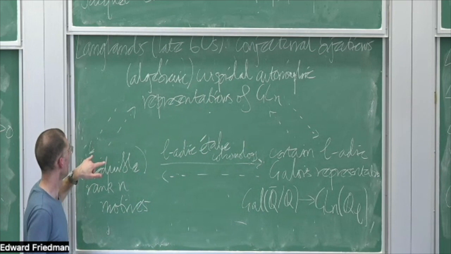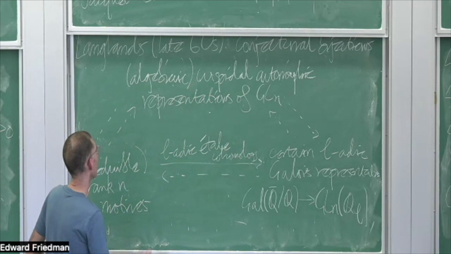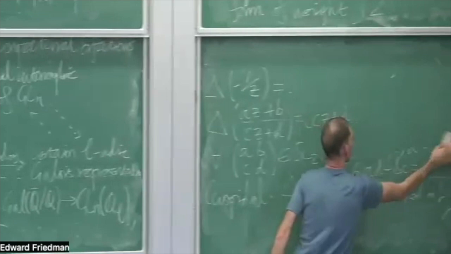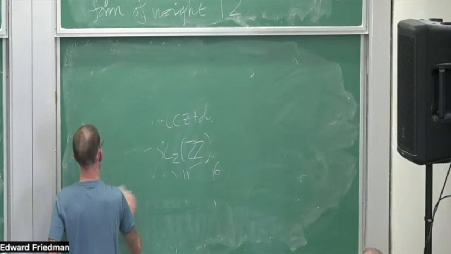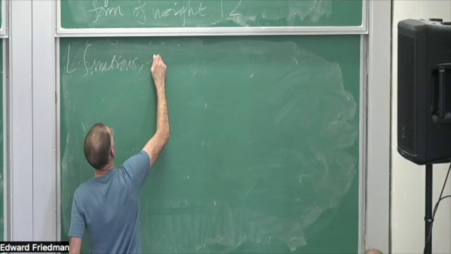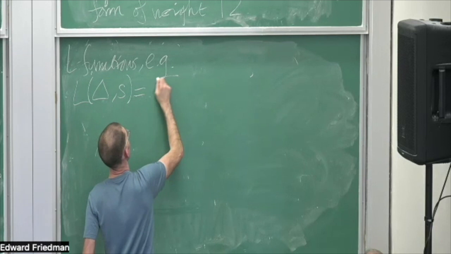What are these? I should say how these bijections actually work. The dotted arrows are supposed to be how you relate objects. They're also related by these L-functions, which we've already seen an example of. So there's a kind of compatibility via the L-function. For example, the L-function of Delta, which is just the thing I wrote down at the very beginning, the sum of tau of n over n^s.